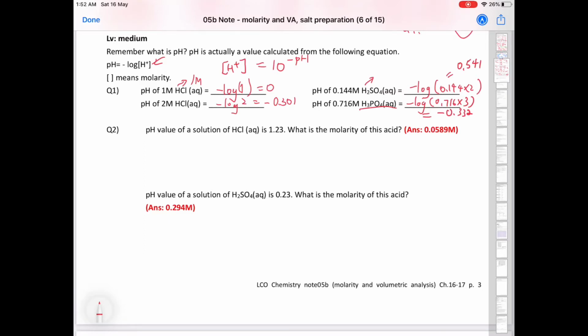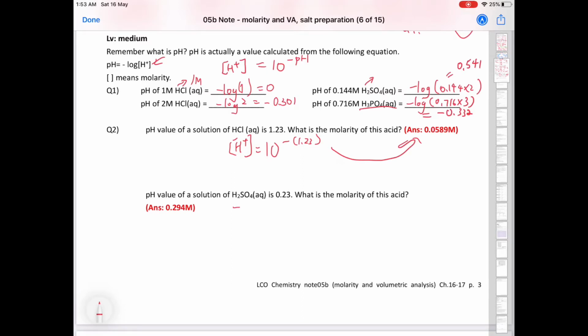And then for question 2, you have to apply the inverse function of pH equal to negative log H plus molarity. So if you put into this function, then just by clicking the calculator you can get the answer. Is it okay? Then the second part is a little bit difficult.